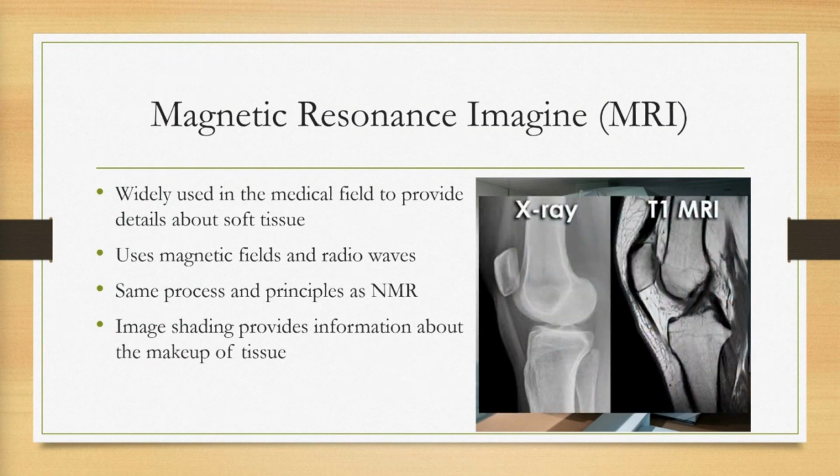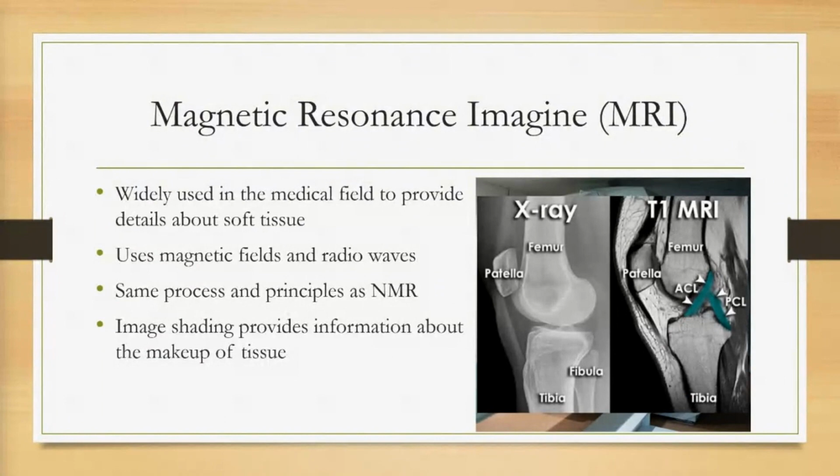So here you can see, let me get my laser pointer. In the X-ray, you can see knee bones. In the MRI, it provides a little bit more detail about the tissue around the bones, and a little bit more detail right here. Those dark pieces are actually tendons. So that's the ACL and the PCL there. So MRIs, super useful in the medical field, and MRIs are based on essentially NMR.